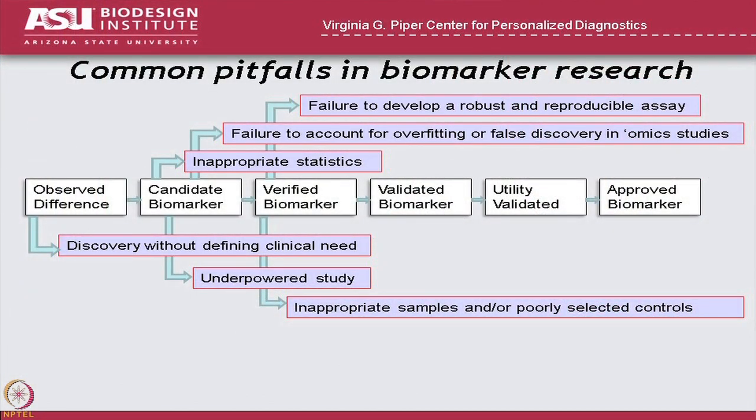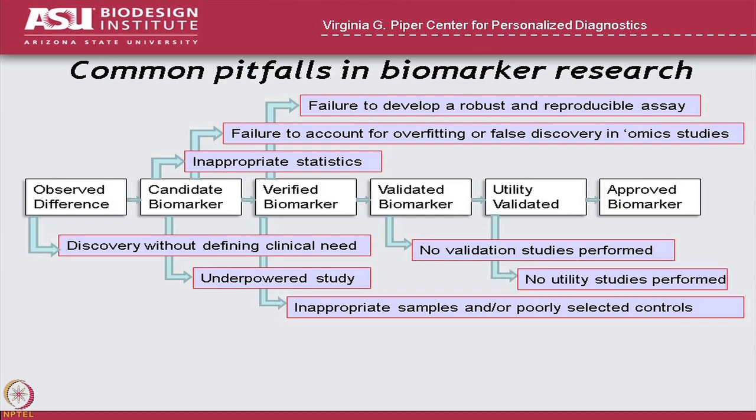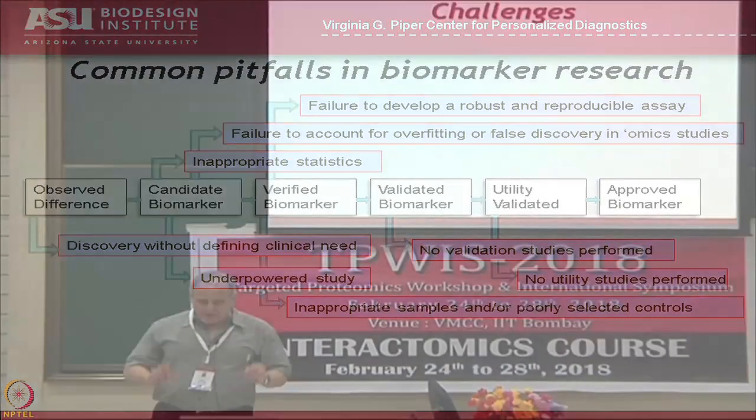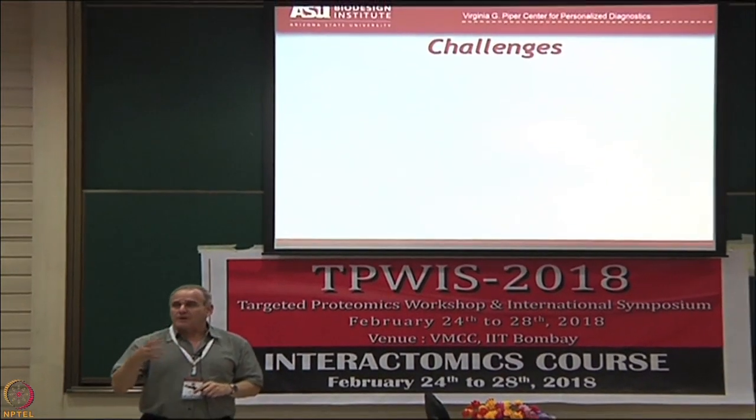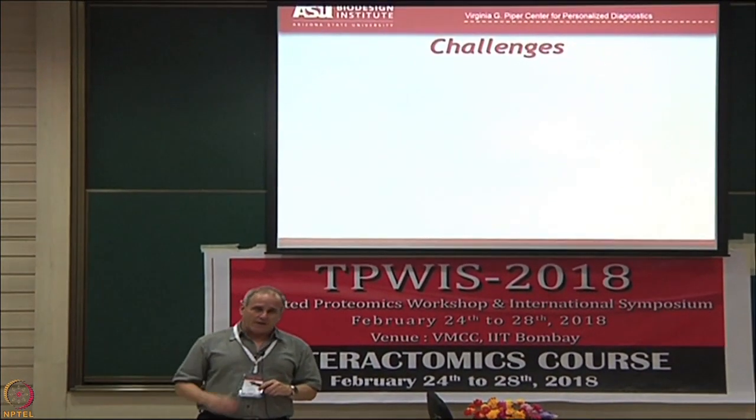And then people often fail to develop a good, robust, and reproducible assay. If you're going to do the kind of late stage validation here, you need to have a good assay for that. Many people forget to do this study here, or they don't do this study here. And so that just sort of summarizes some of the major problems that you can encounter.